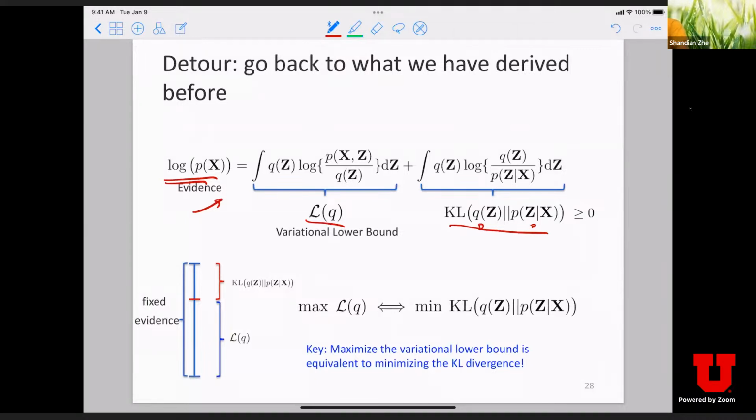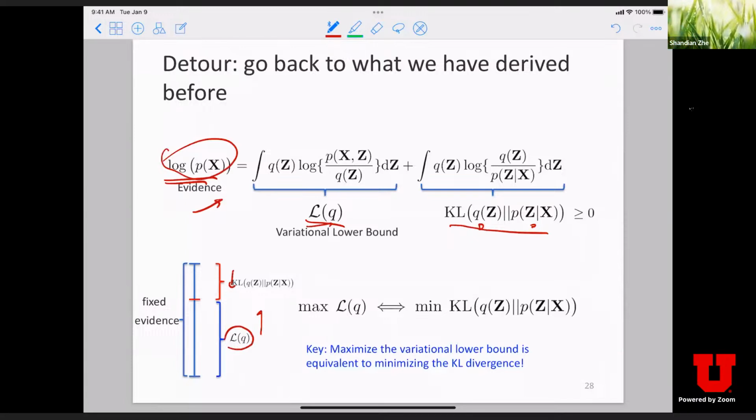So our key observation is that the model evidence is fixed. Model evidence is constant, so it can be written as the lower bound plus the KL divergence. That means if you increase the lower bound, you decrease the KL divergence. If you maximize your lower bound, it is going to minimize the KL divergence.